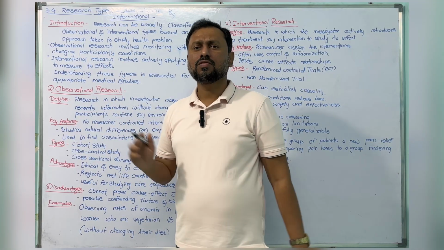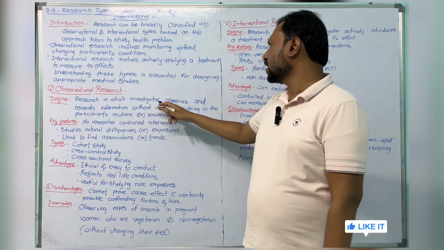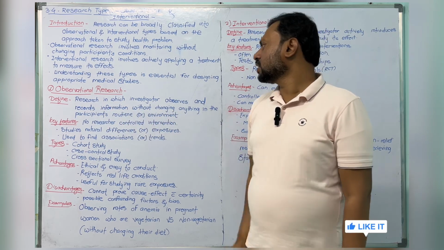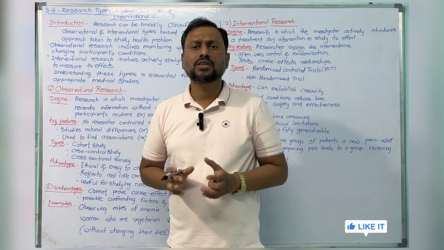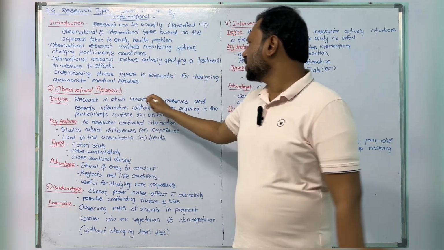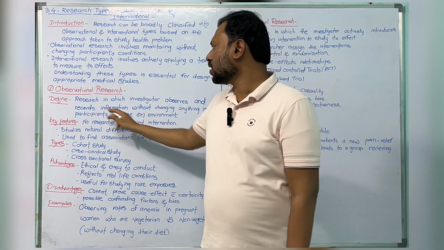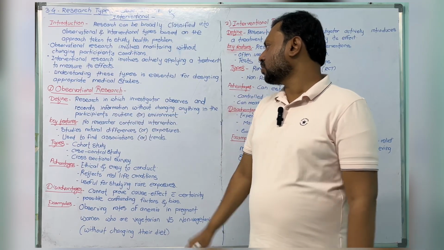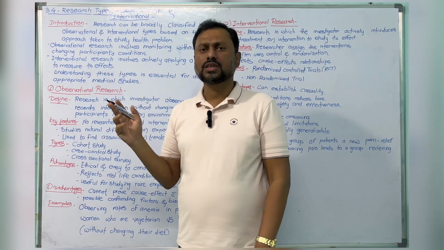Now one by one we will study what is observational research. The definition: research in which the investigator observes and records the information without changing anything in the participant's routine or environment. It means observational research is that without changing anything, the investigator only observes and records. This is the definition of observational research, and the key features are there.